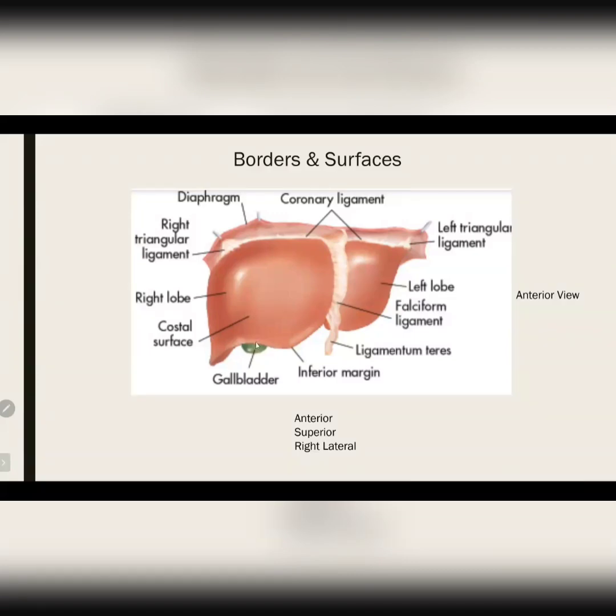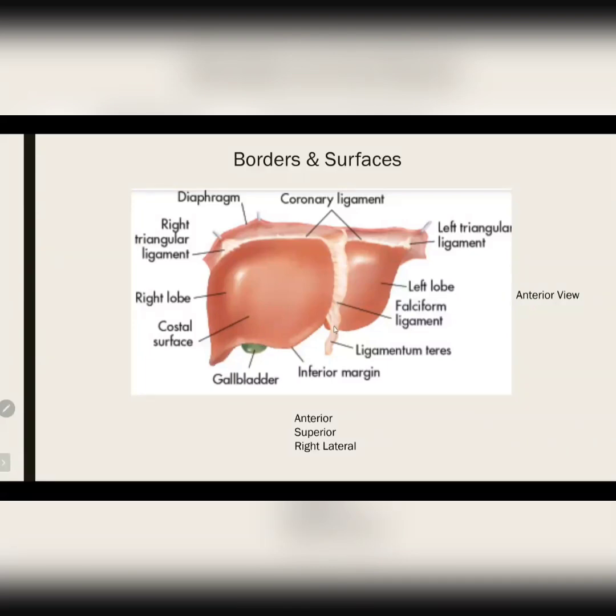There is a clear border of the liver, which is labeled here. It is the inferior margin or the inferior border. The surface that you're viewing first anteriorly is the anterior surface. Whereas inferior to the liver, you see the gallbladder marked. In that plane comes the inferior surface of the liver. So there is a sharp margin between the anterior surface and the inferior surface of the liver.